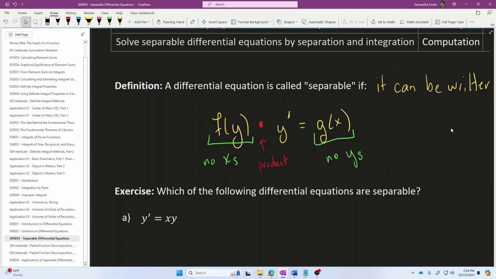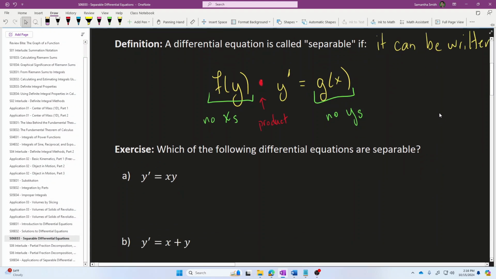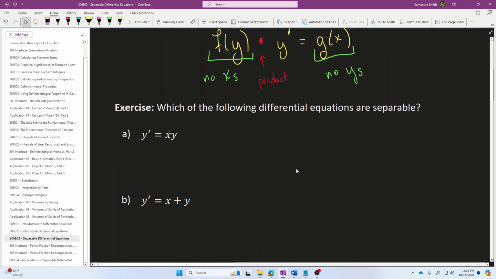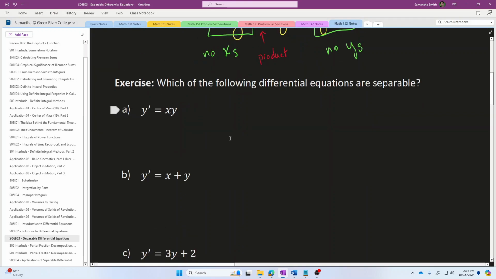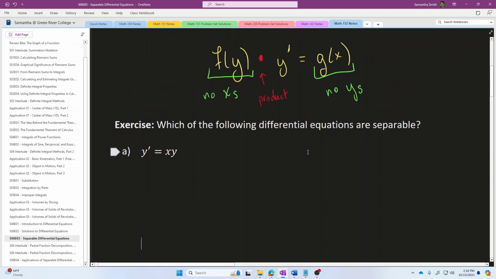So let's get some practice using this definition to decide if a couple of given differential equations are separable or not. So here's our first example. y prime is equal to x times y. Is this differential equation separable?